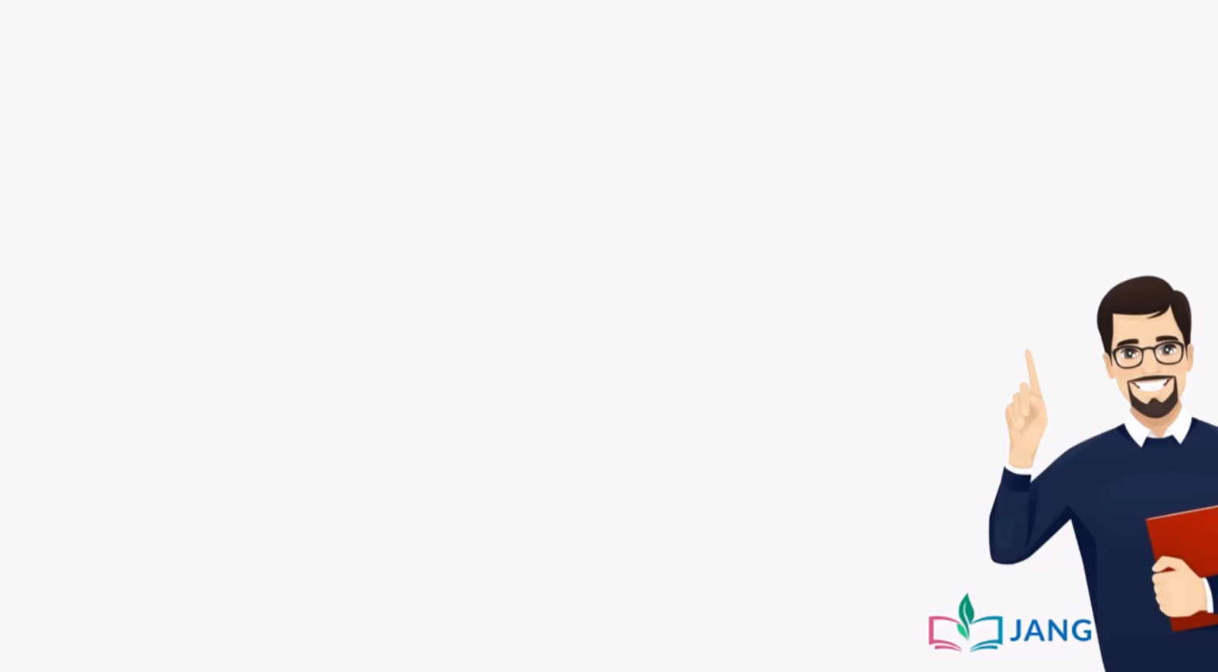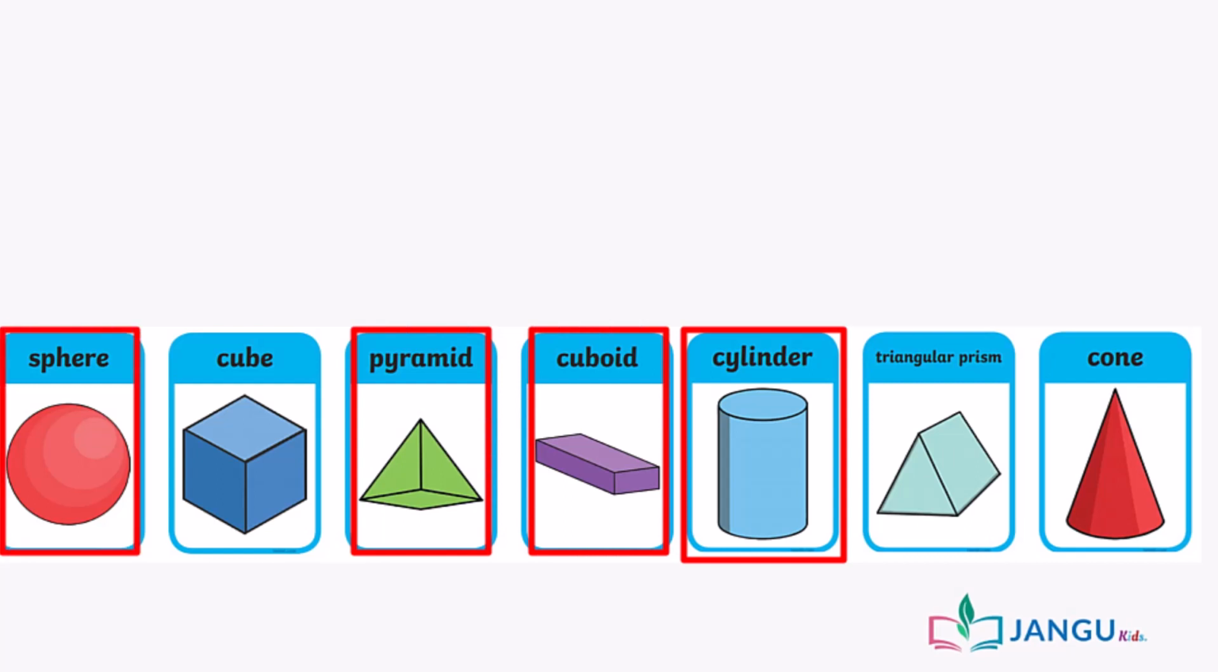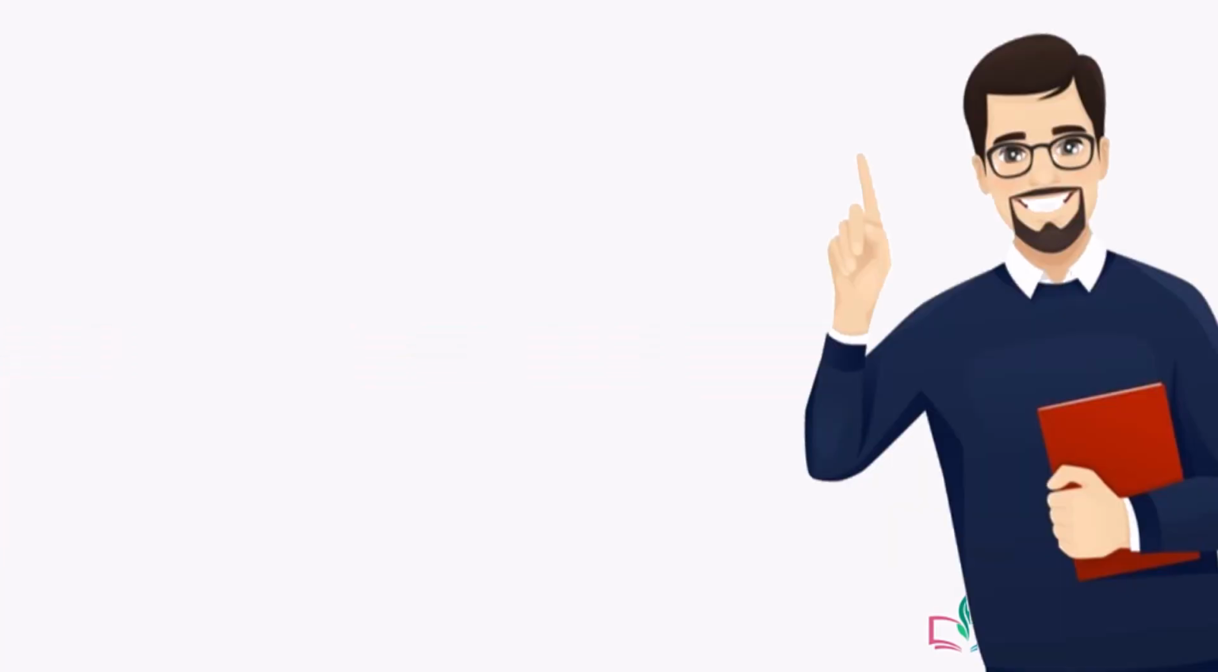Some examples include cylinders, pyramids, cuboids, spheres, and so on and so forth. These shapes might be similar but are different from one another. Let's take a look at the properties of some of these shapes.